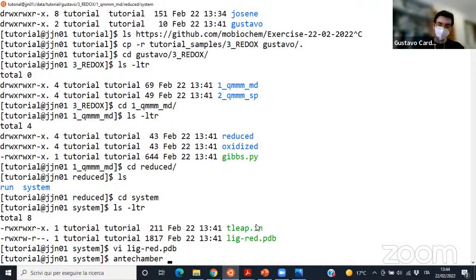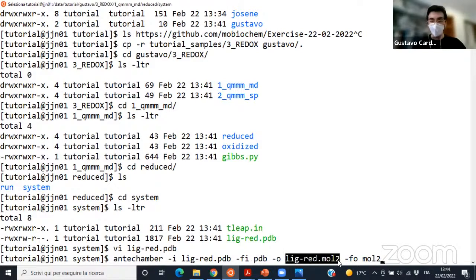Antechamber. So we give it the input file, like red.pdb, and the format of the input is pdb. Then the output, red.mol2, with -fo mol2. I don't know why it asks the format; I think it's so that it doesn't require the suffix here. Then -at, which is the atom type, so GAFF. And the charges, -c here, which is going to be BCC.